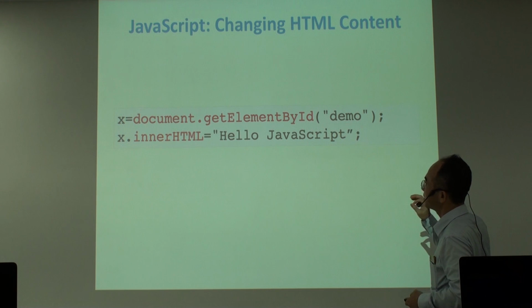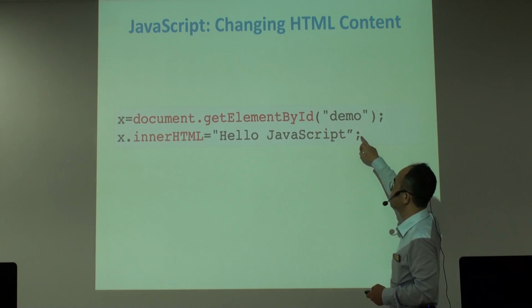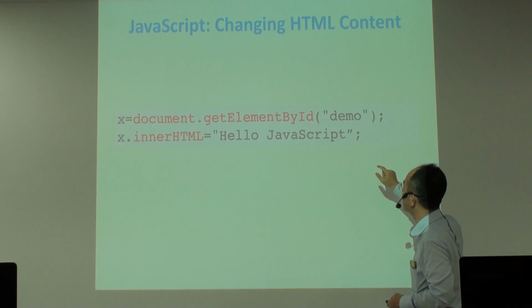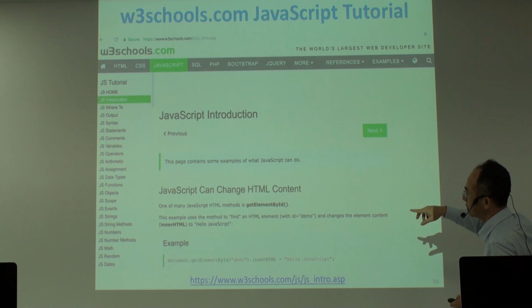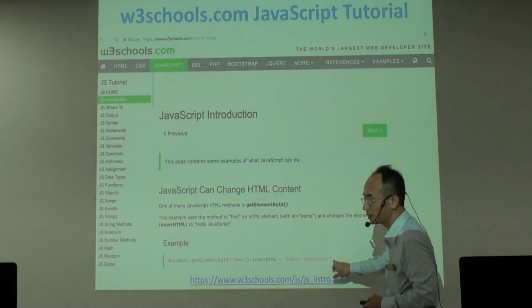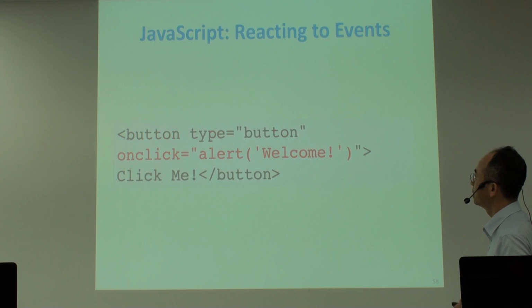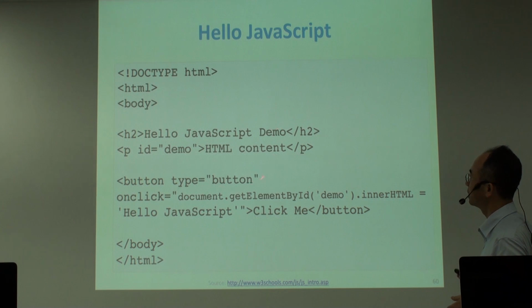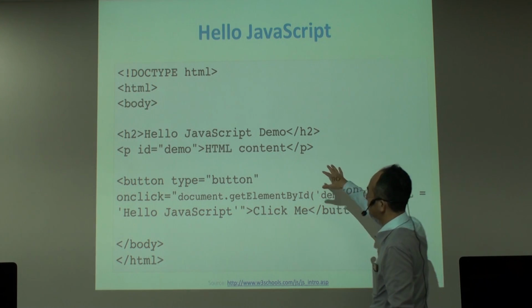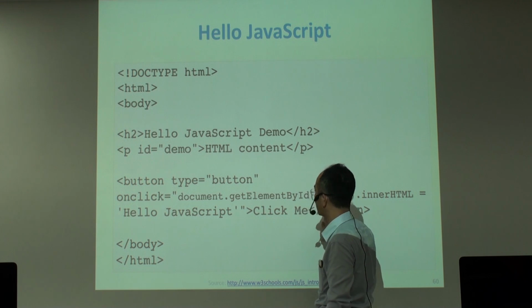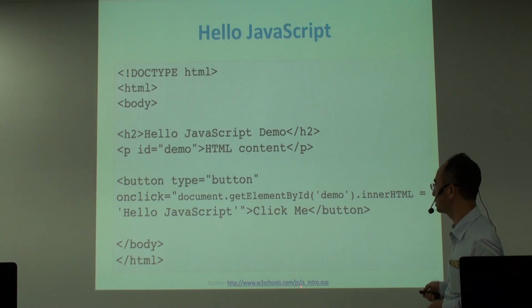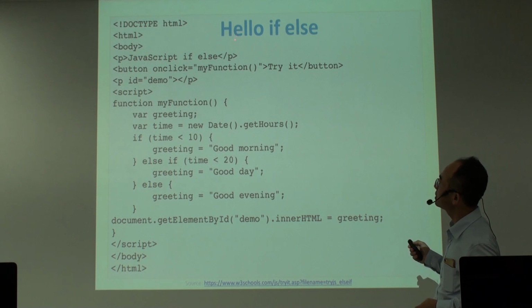So just notice that in JavaScript, like Java, almost every line ends with a semicolon. So it's important to notice that every line ends with a semicolon. So here is Hello JavaScript. This is demo, right? And click here, the innerHTML is JavaScript. So you can see these are examples from JS intro.asp. And this is hello if.